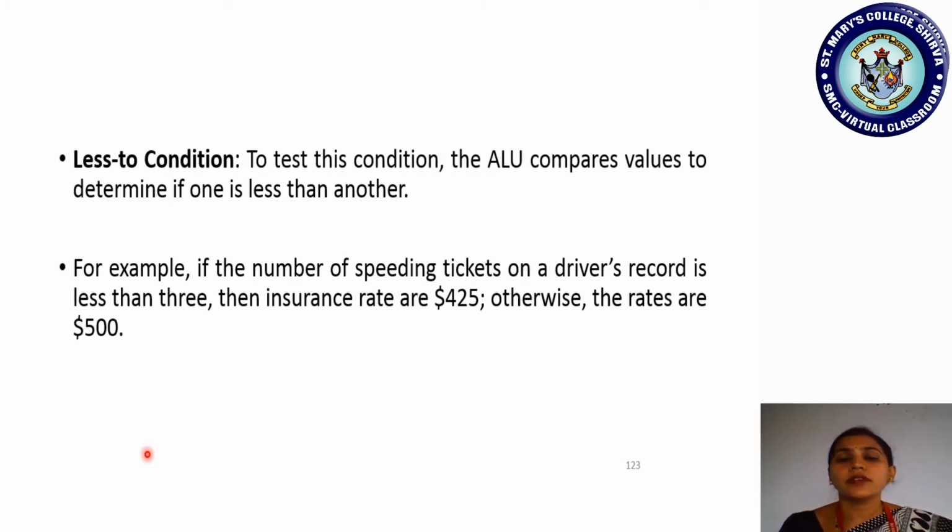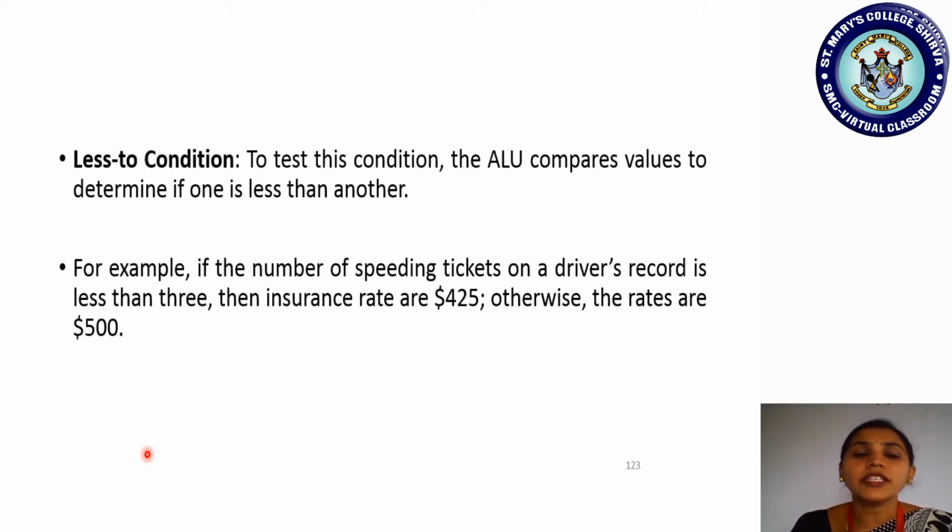So the number of speeding tickets on a driver's record, if it is less than 3, then what should be the insurance rate? It should be 425. Otherwise, if the number of speeding tickets on a driver's record is not less than 3, it is more than 3, exceeding, then the insurance rate will be how much? 500. Okay, so this is the condition.